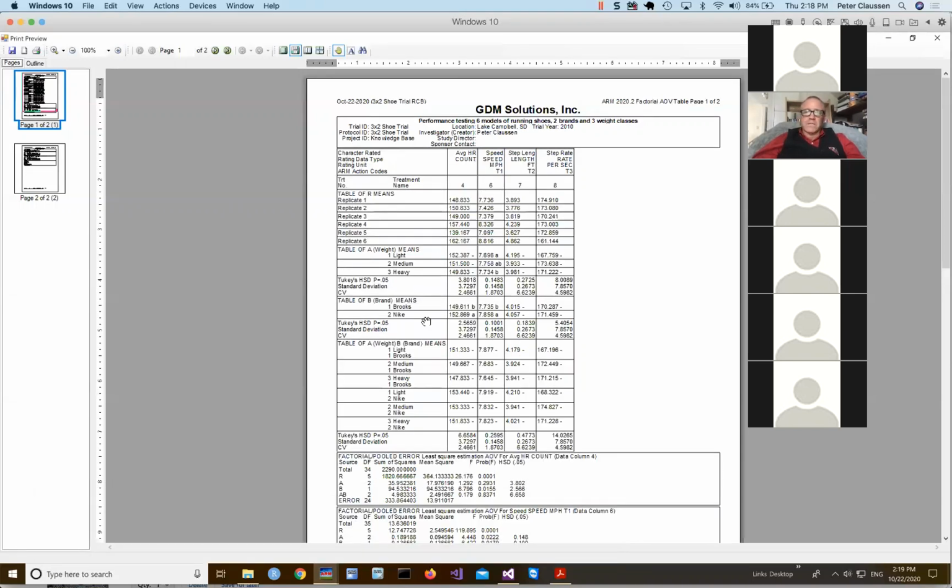So that's hopefully a brief enough overview. Excuse me, I'm taking another sip of tea, of the general difference between factorial designs and standard randomized complete block analysis.